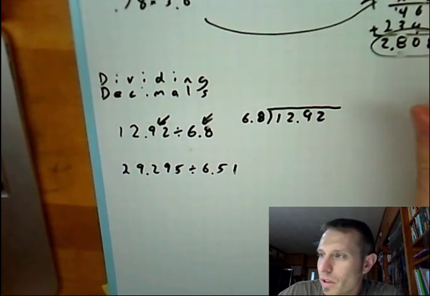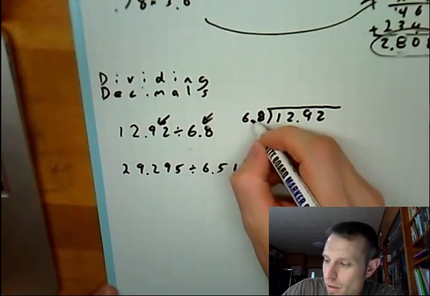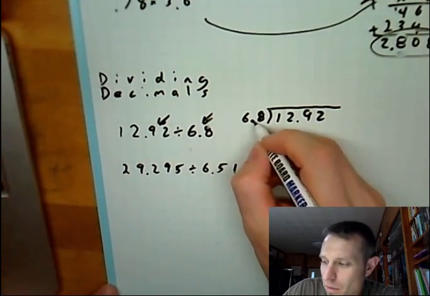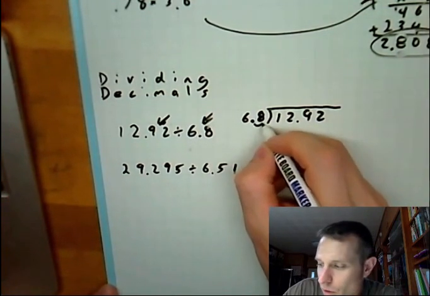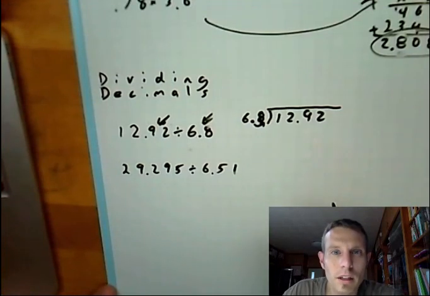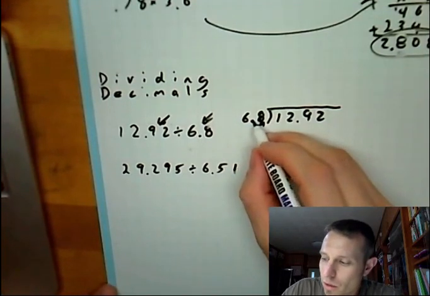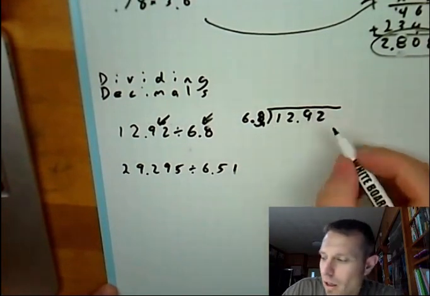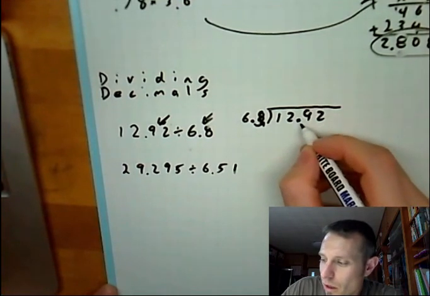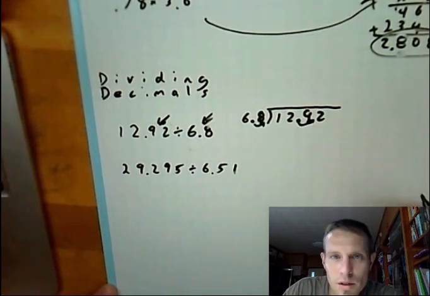Step 2 will be to count the decimal places on the divisor. So here we have this decimal place, and to make this a whole number, we would need to move it one place to the right. And so if we need to move the divisor one place to the right, then we will also move the dividend one place to the right.